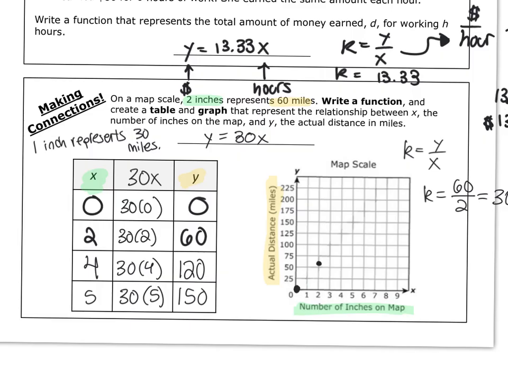So 0, 0, 2, 60, let's see, 4, 120. It's going to be closer to 125 than it is to 100. And then 5, 150. Oh, finally a pretty point. We call this a pretty point because it is at the intersection of two values that are on my axes. So 5 is on my x-axis and 150 is on my y-axis. That means that this point right here is pretty. It's very easy to graph. I don't have to estimate to graph that point.